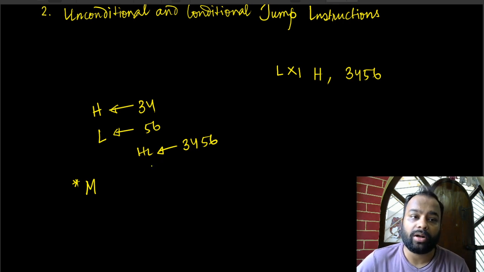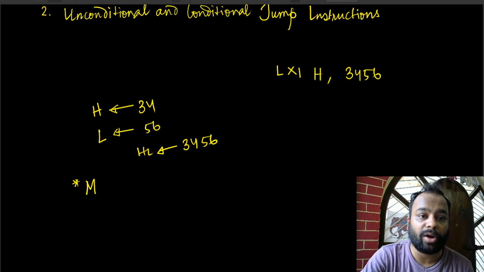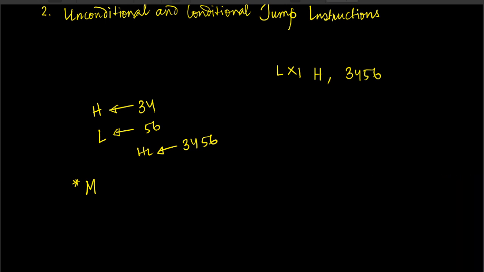The third objective was to use this as a memory pointer. Under that scenario, we give the HL register pair some value, and whatever value it gets is treated as the memory address by the memory pointer. So if the HL register pair has 3, 4, 5, 6 in it, then this fictitious register, also known as the memory pointer, would be pointing to the content of that particular memory address. For example, this memory address is 3, 4, 5, 6.